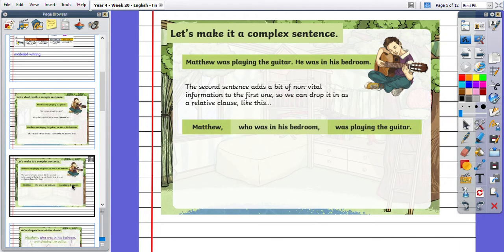So this is when we can use a relative clause. We can drop one in the middle. So we'll take those two pieces of information and we'll wedge the second part into the middle of the sentence. So Matthew, who was in his bedroom, was playing the guitar.